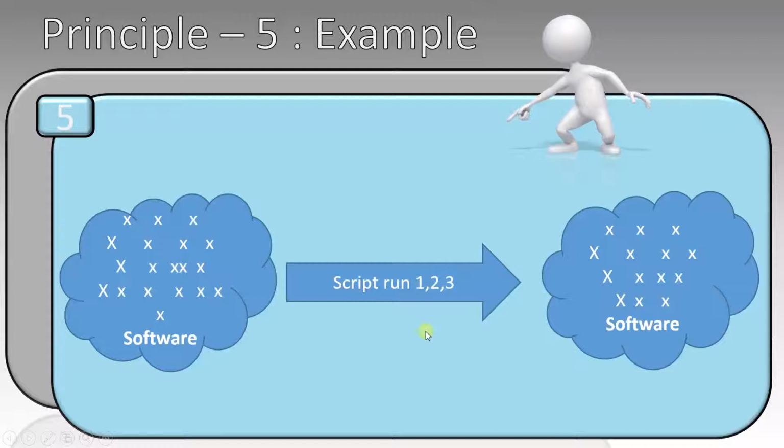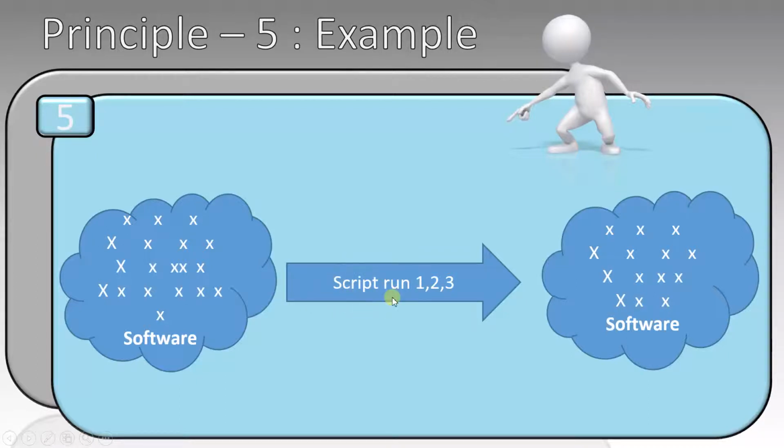Now, if you don't change the test script and you run it for the second and third time, you will find no more defects in the software. No matter how many times you run it, you cannot find the 15 remaining defects. This is because you're running the same script. In order to find new defects, you have to update your script.